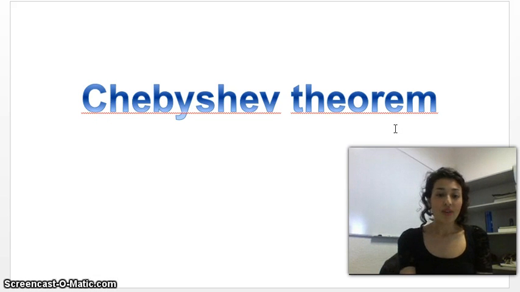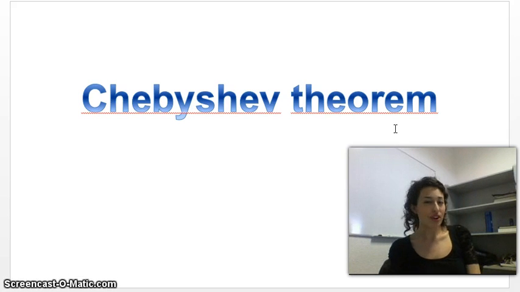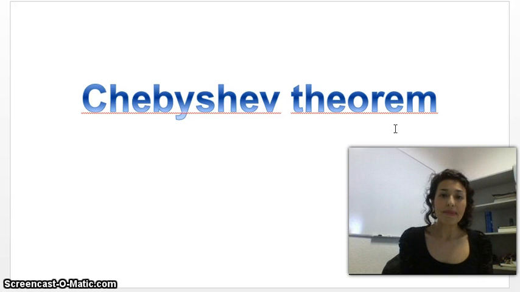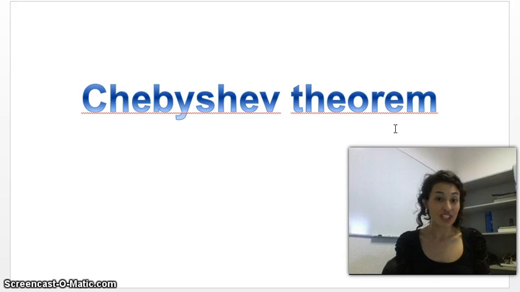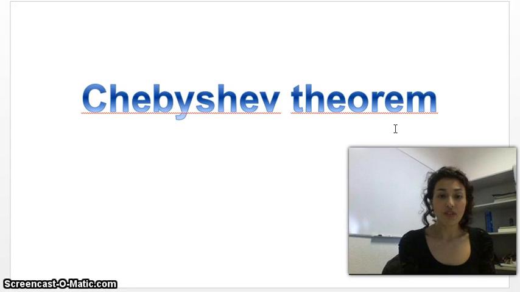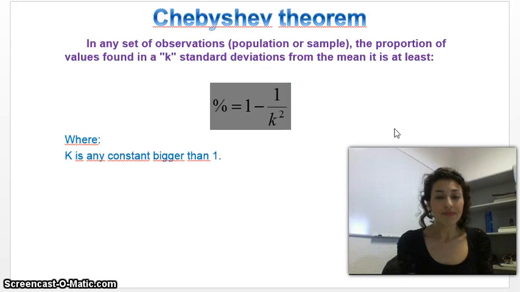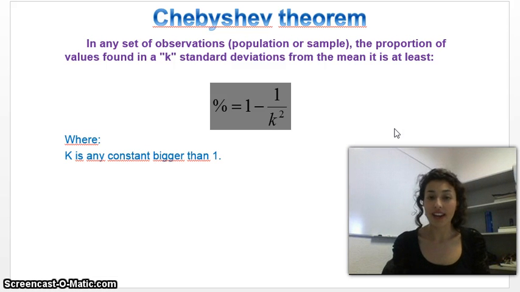Perfect. Now we're going to talk about something very interesting, that is Chebyshev's theorem. In the beginning, a Russian mathematician intended to prove that indeed the standard deviation was the measure for the dispersion of the data. Now, how did he do that? We have here a formula: percent equals 1 minus 1 divided by k squared. But what's the meaning of that percent?